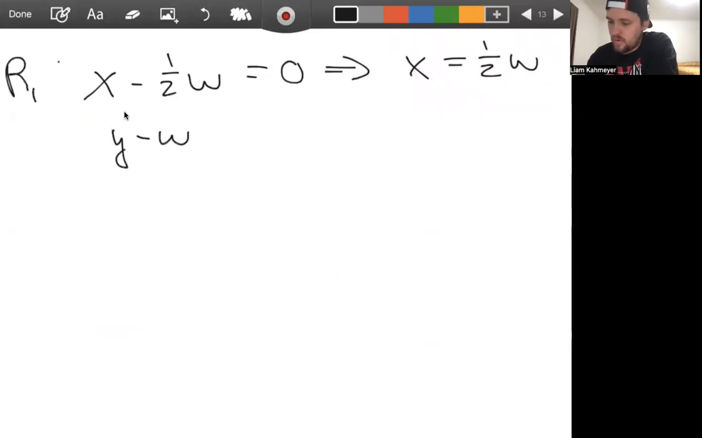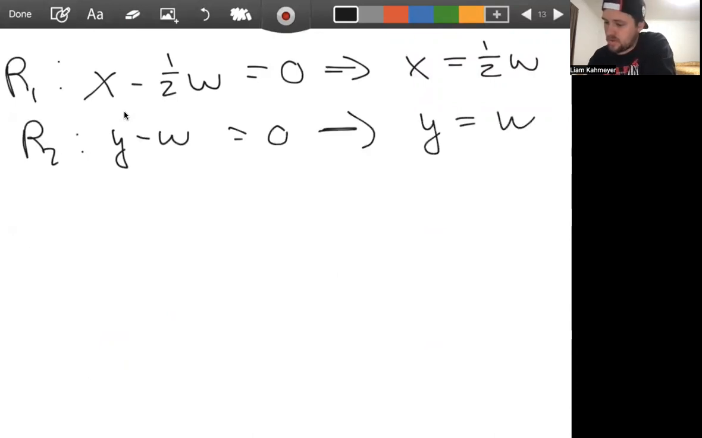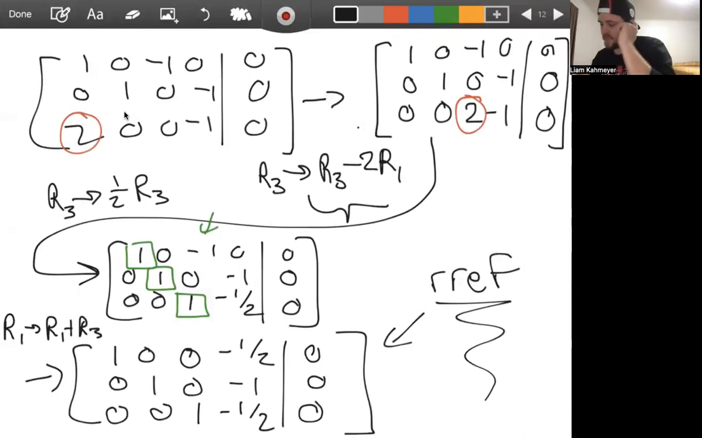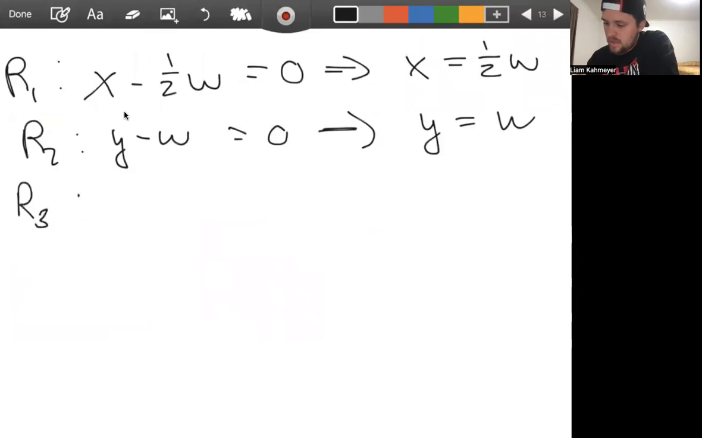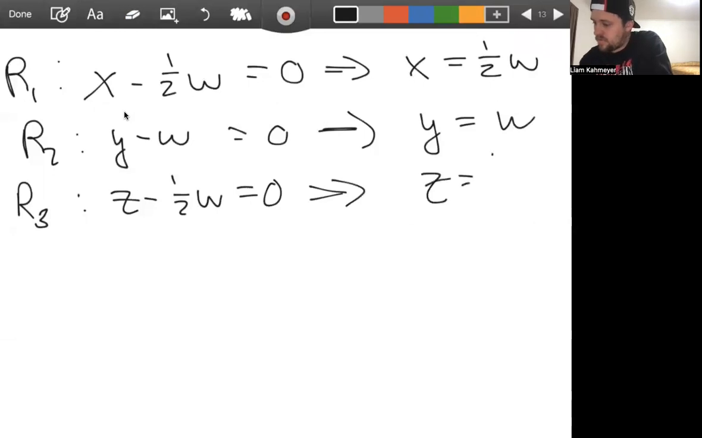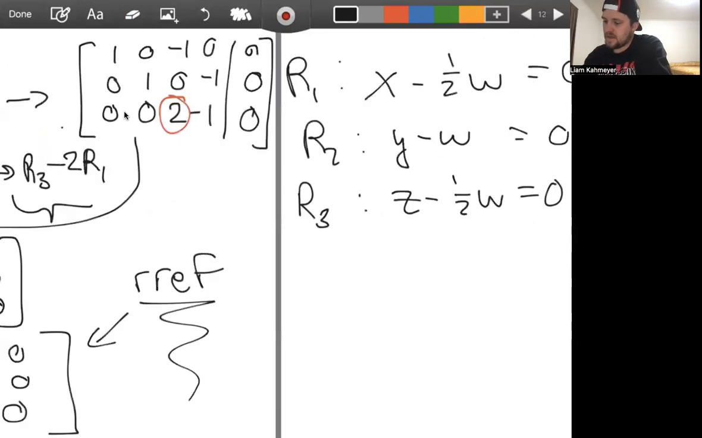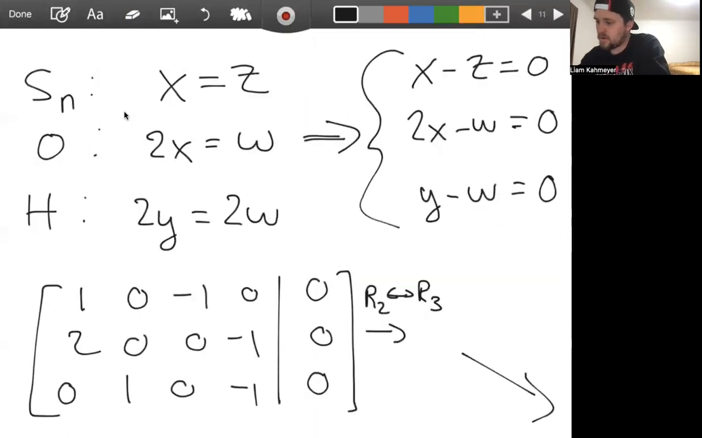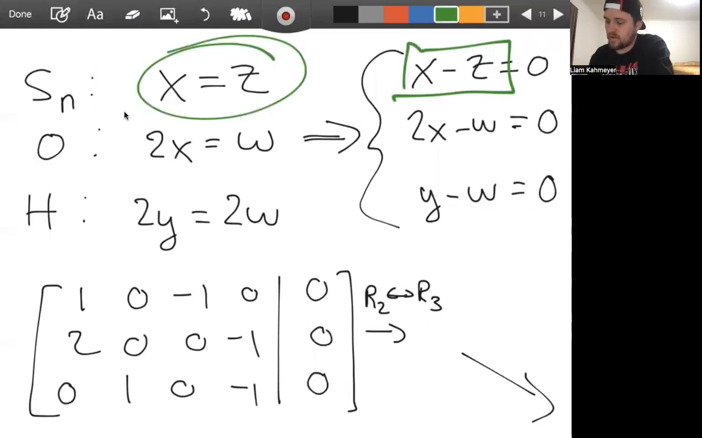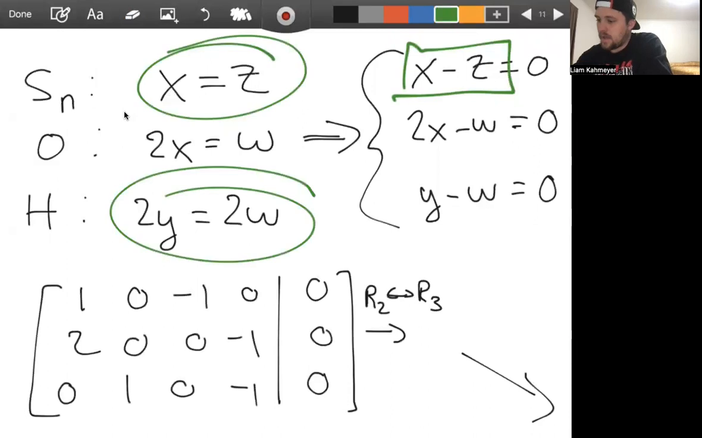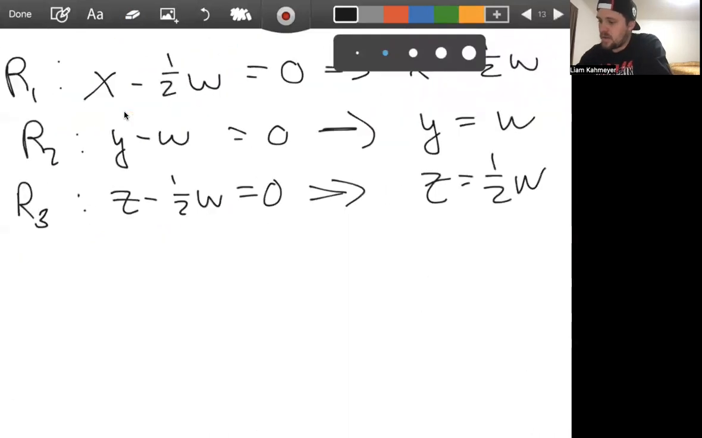So this was from row 1. This was from row 2, which tells us that y equals w. And then the third row tells us that z minus 1/2 w equals 0, which means that z equals 1/2 w, which makes sense because really, from the start, we knew that x equals z, and then we also knew that y equals w. But now we have all of these variables in terms of w.